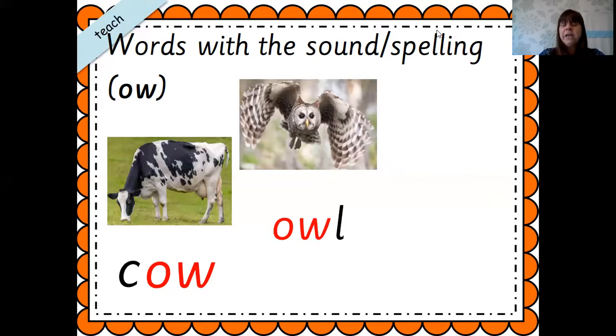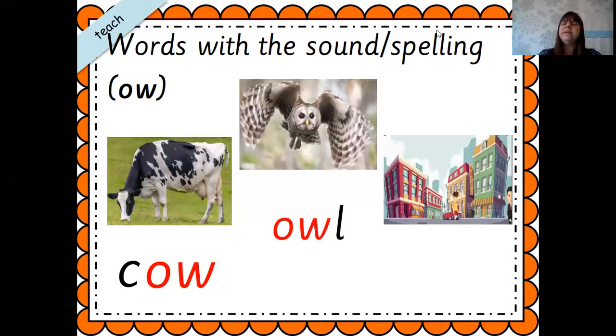Our final word for the "ow" section is town. It's a town. This one has three sounds. Four letters, but three sounds. Let's sound out town. T, ow, n, town. Sound it out again. 1, 2, 3. T, ow, n, town. Excellent. So that's the first sound it makes.